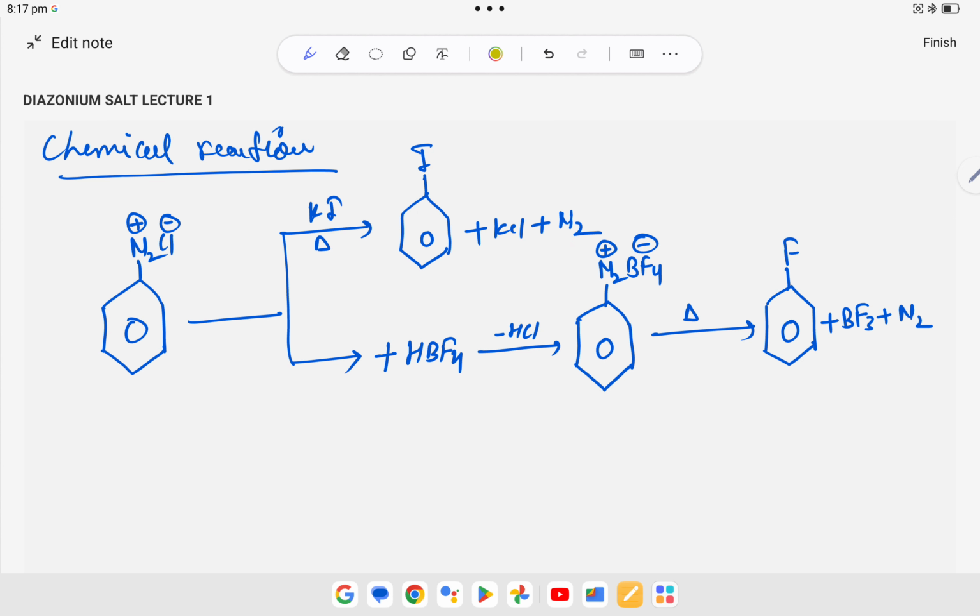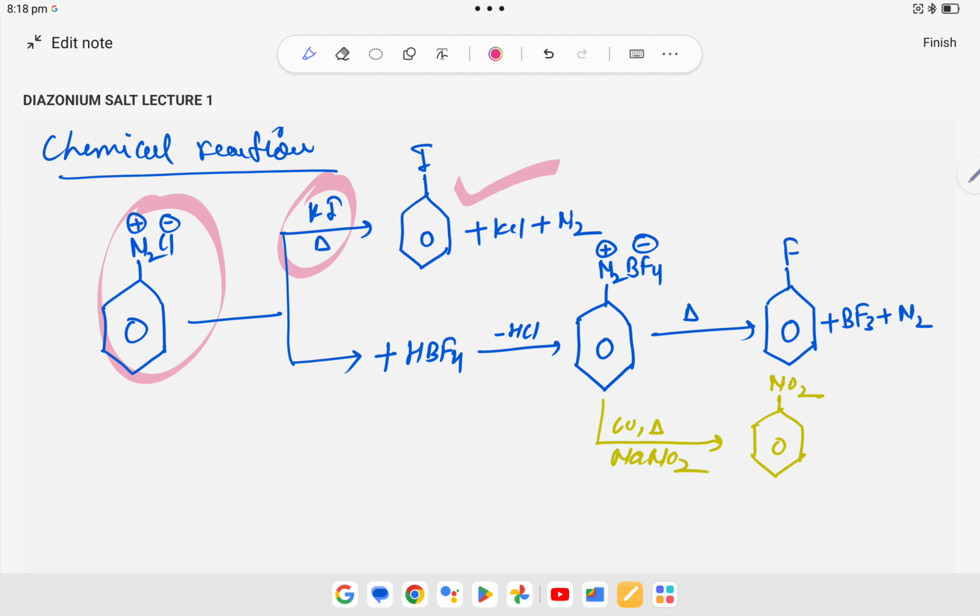At the same time, if this species reacts with NaNO2 in the presence of copper and heat, then nitrobenzene is formed. So check it, children. Diazonium reaction with KI gives iodobenzene. With HBF4, HCl is removed, this salt forms, then on heating fluorobenzene forms. This salt reacting with NaNO2 in the presence of copper and heat gives nitrobenzene.